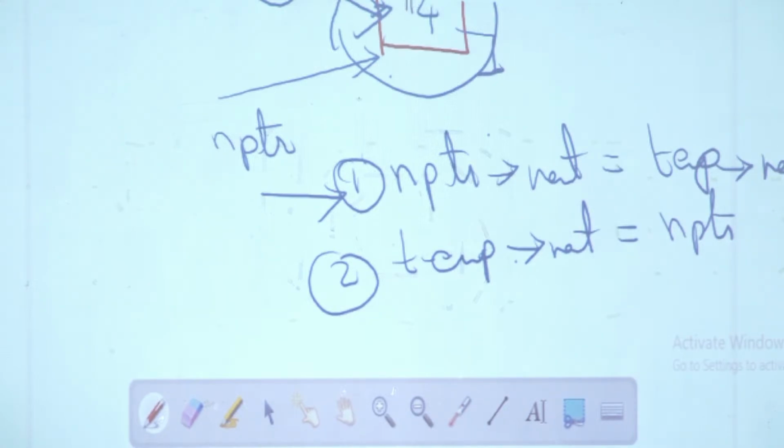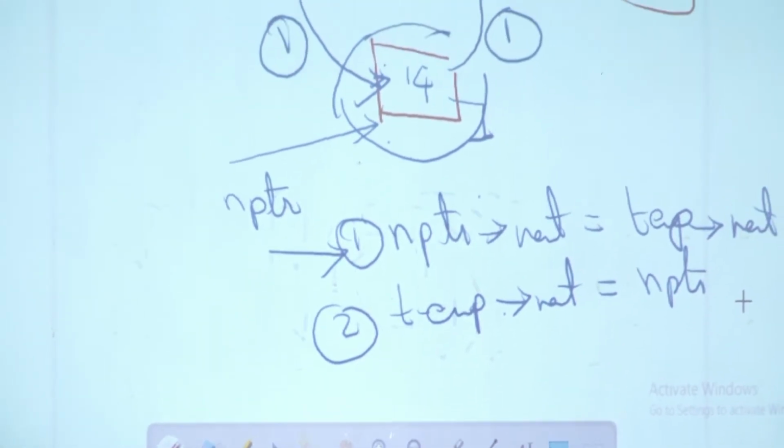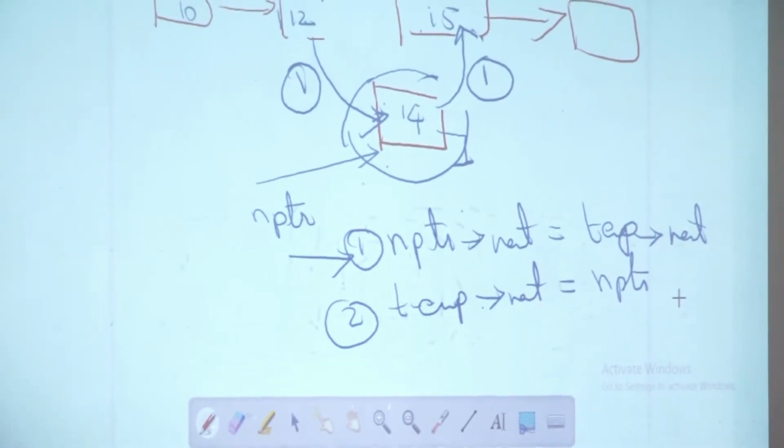Right now there is no connect. So what will I have to do? Those two lines of code, NPTR's next, which as of now is null, should become temp's next. Temp's next leads to the node number 15. So now 14 should lead to 15. So NPTR's next should take the value of temp's next. Whatever temp's next is as of now should be taken by NPTR's next.